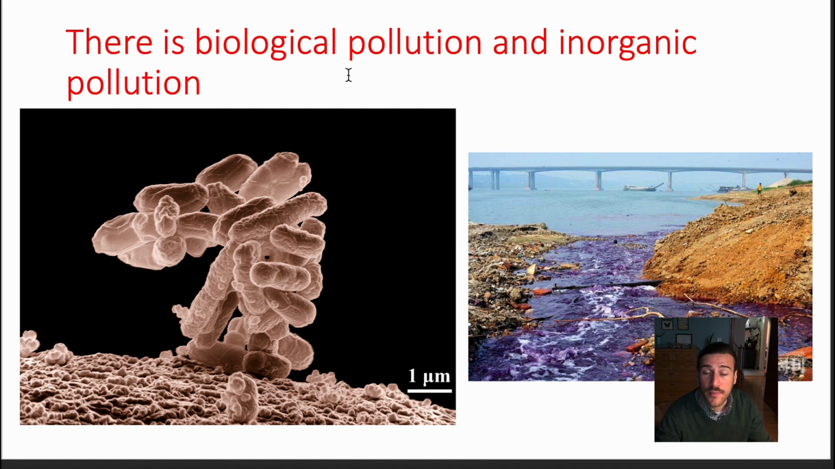Now there is biological pollution as well as inorganic pollution. So here we have E. coli. Now E. coli is really important to humans. Without it, we wouldn't be able to digest the food that we eat, and we wouldn't be able to get certain vitamins like vitamin K from our diet. Another interesting thing is that for every one human cell in your body, there are 10 bacterial cells. So there are 10 times the amount of bacteria in your body than your own cells. So that, in essence, should make you realize how important these organisms are.